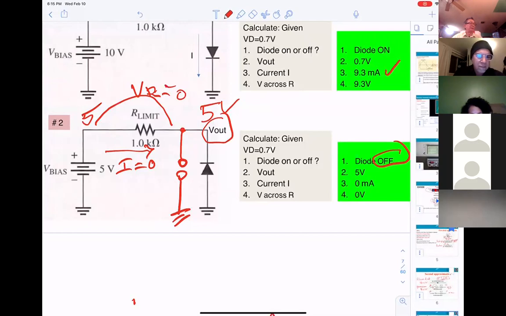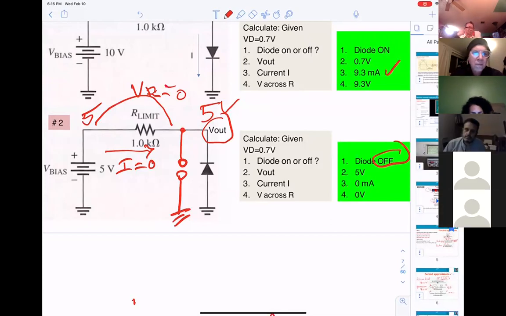Right, the diode is reverse biased, so it's an open circuit, so there's no current flowing. The voltage drop across the resistor would normally be I times R, but I is 0, so there's no voltage drop across the resistor. So the output voltage is equal to the input voltage because there's no current flowing in the circuit, because the diode is reverse biased. There's a positive voltage on the cathode, so it's an open circuit.